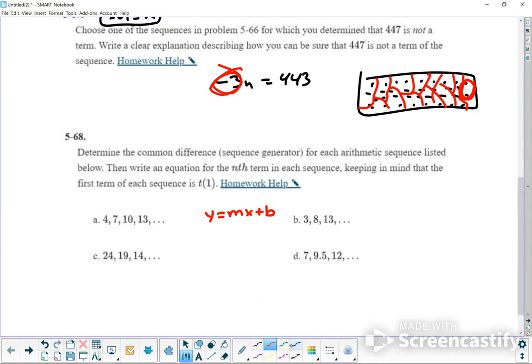So the pattern from 4 to 7 is plus 3. And let's see if that's the same. 7 to 10 is plus 3. So I know I have the pattern. The pattern is plus 3, so your slope is going to be 3.